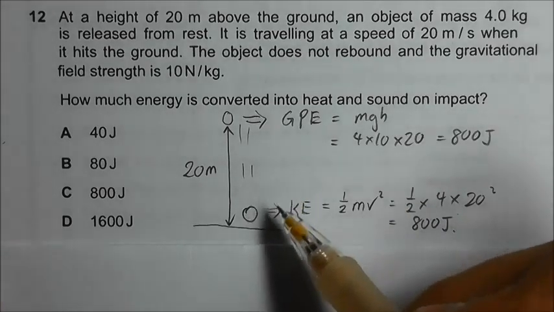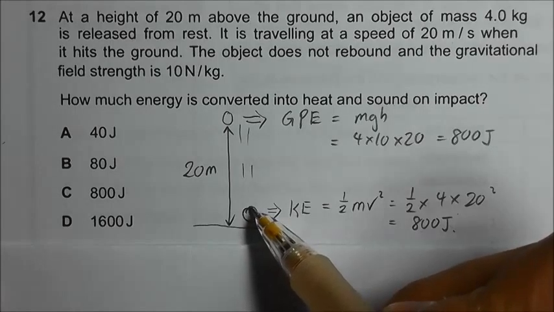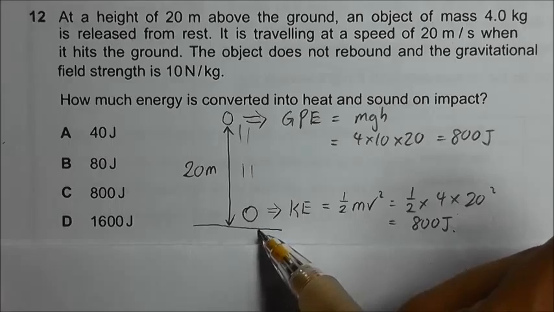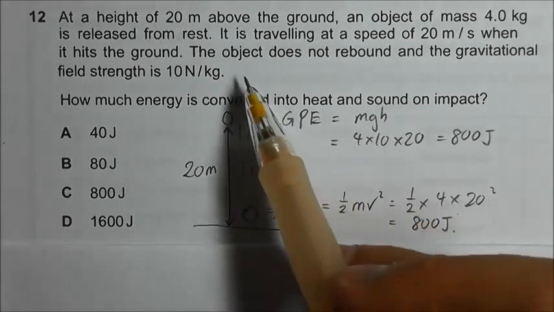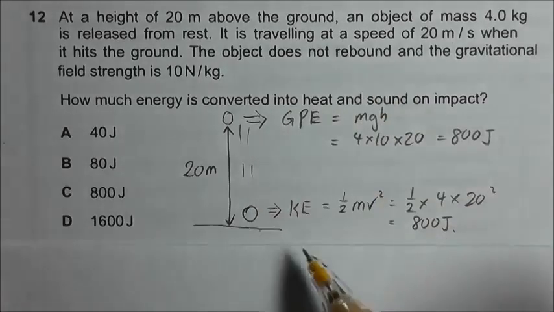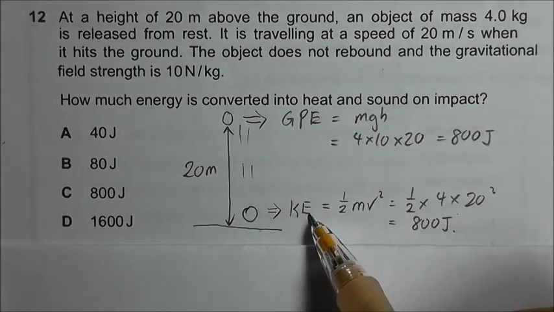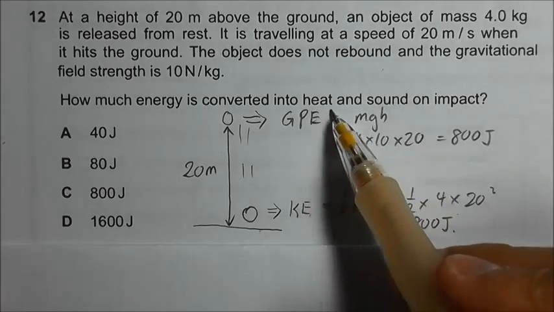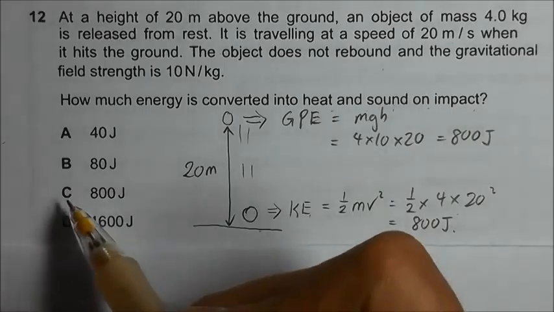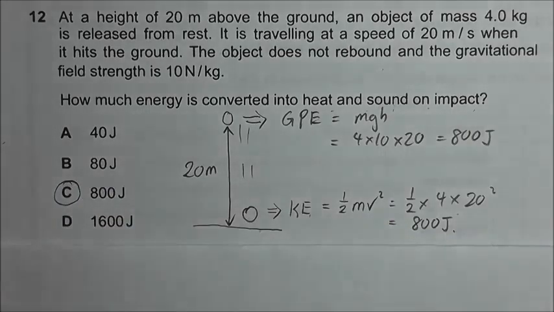And as the object continues to fall until it strikes the ground, we are given the information that the object does not rebound. So if it does not rebound, all the kinetic energy must have been converted to heat and sound energy on impact. So that will be 800 joules.